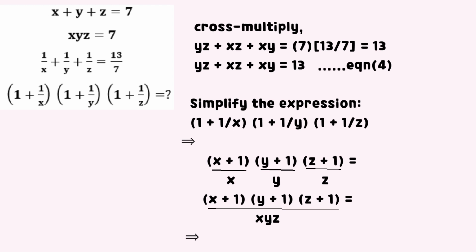Simplify the given expression, which is the product of 1 plus the reciprocal of x, 1 plus the reciprocal of y, and 1 plus the reciprocal of z. We have that the product of x plus 1, y plus 1, and z plus 1, all divided by the product of x, y, and z, as shown on the screen.